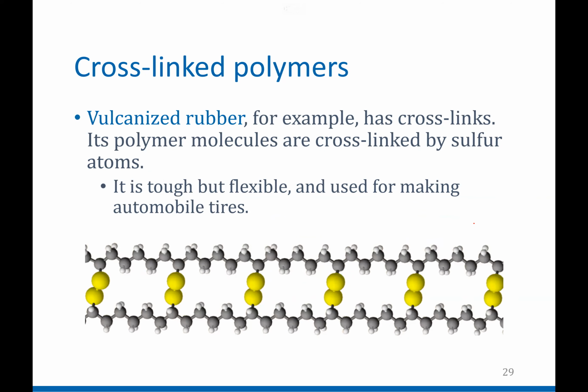So an example of a cross-linked polymer, and again, you can see how this looks like a ladder, is vulcanized rubber, or the rubber on your car tire, vehicle tire. It's made by sulfur atoms. They don't have to be sulfur atoms, but in this case they are. So it kind of looks like a ladder in this situation. Very tough, very flexible, and the cross-linking is what keeps it flexible, keeps it from breaking. The cross-linking is providing kind of a structural integrity that allows it to flex.